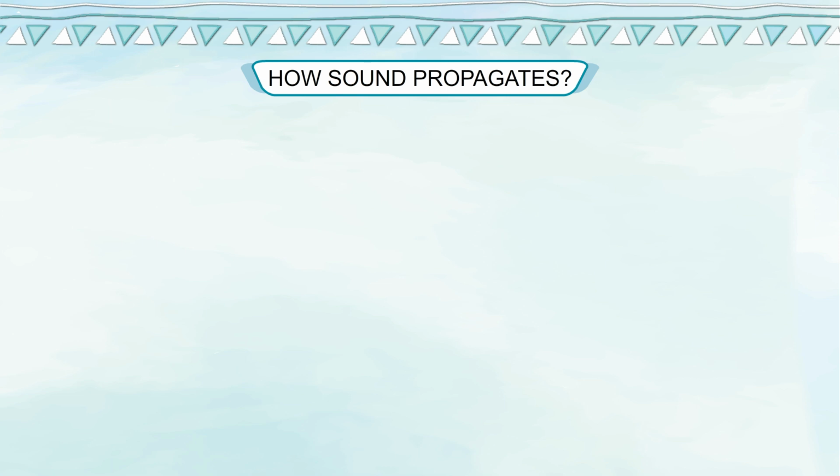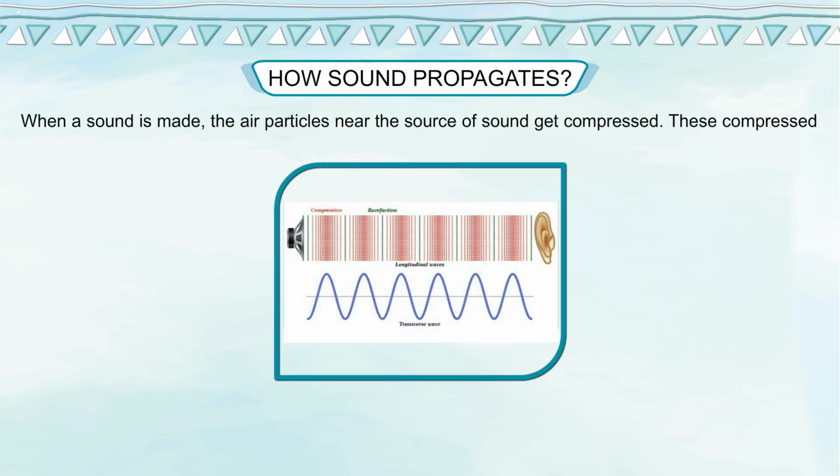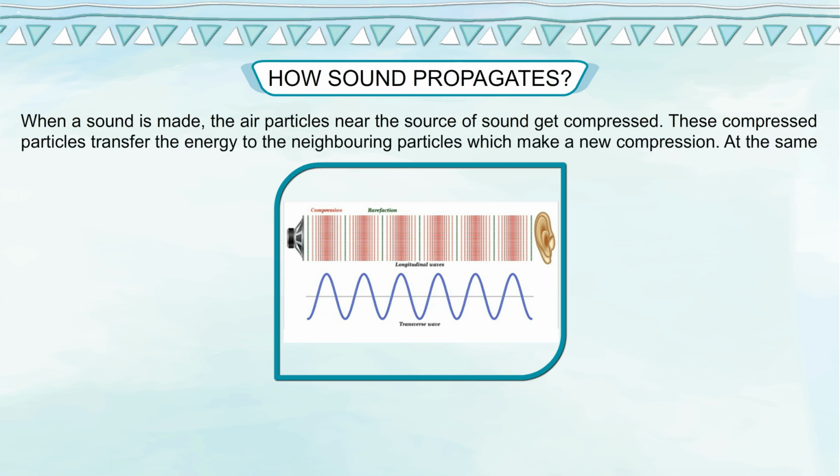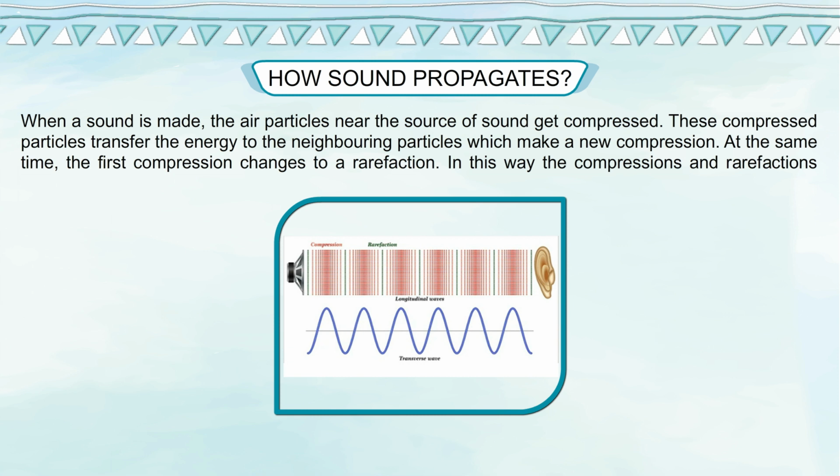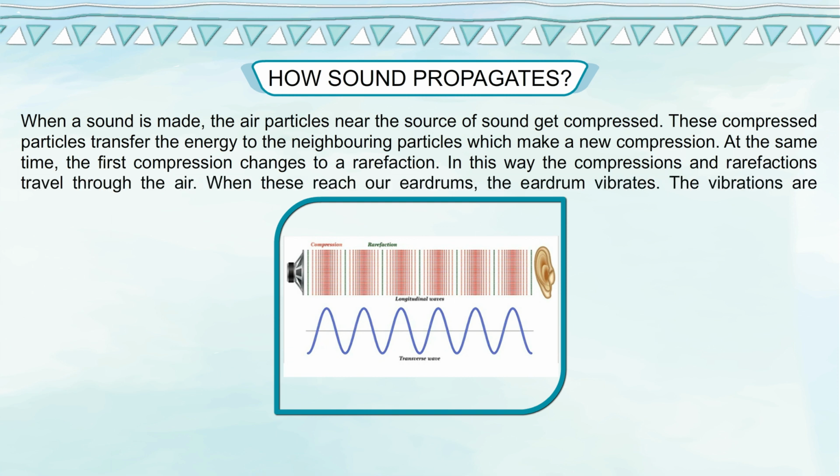How does sound propagate? When a sound is made, the air particles near the source of sound get compressed. These compressed particles transfer the energy to the neighboring particles, which make a new compression. At the same time, the first compression changes to a rarefaction. In this way, the compressions and rarefactions travel through the air.